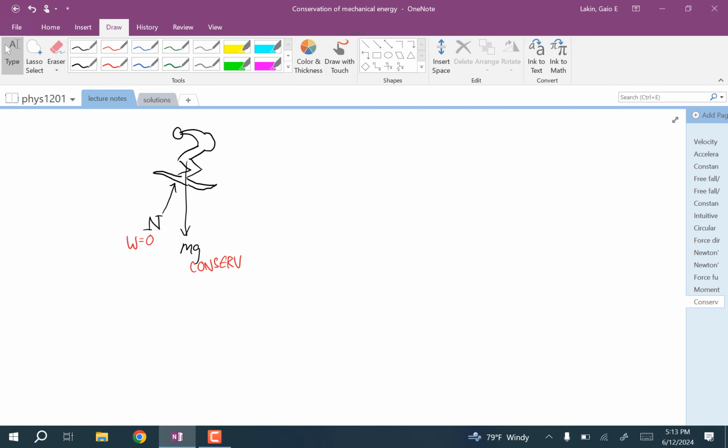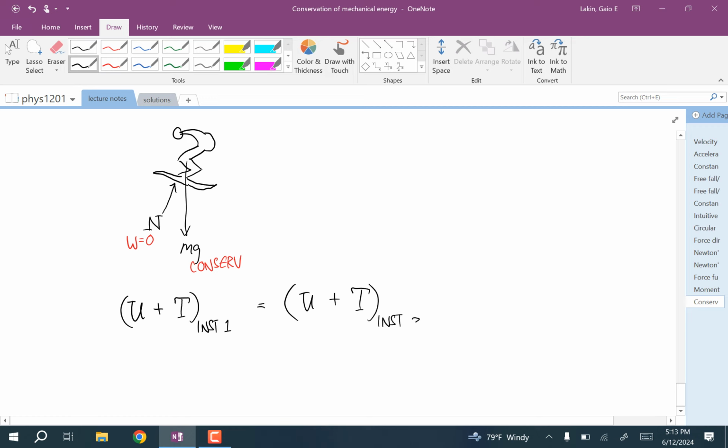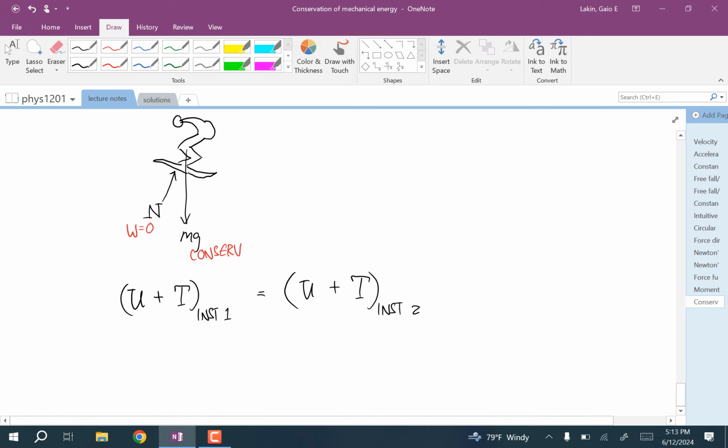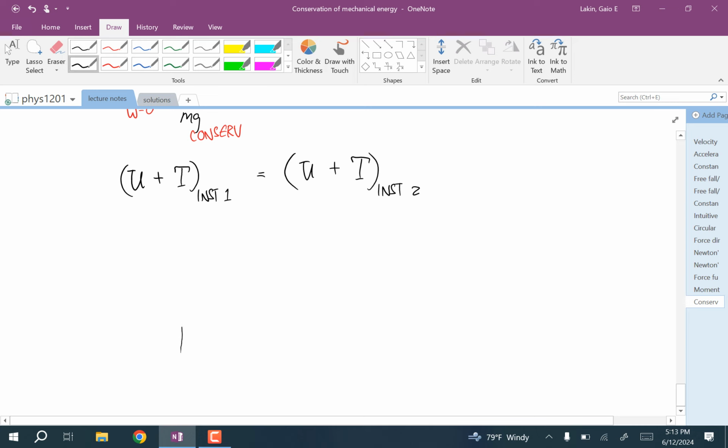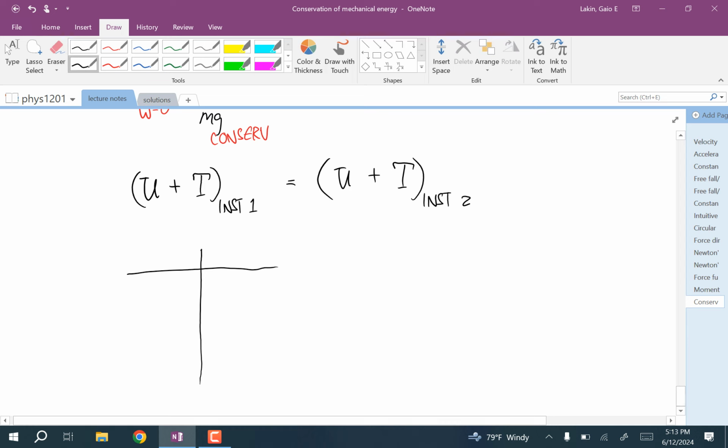And so we can use conservation of mechanical energy, which says the potential energy plus the kinetic energy at instant 1 is equal to the potential energy plus the kinetic energy at instant 2. Okay, so let's start filling this stuff in. And I think it's helpful to just write out a table so you don't miss anything. So instant 1 is going to be when the skier is at the top of the hill, and instant 2 is going to be when the skier is at the bottom of the hill.